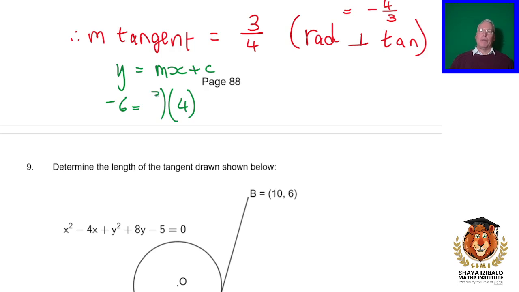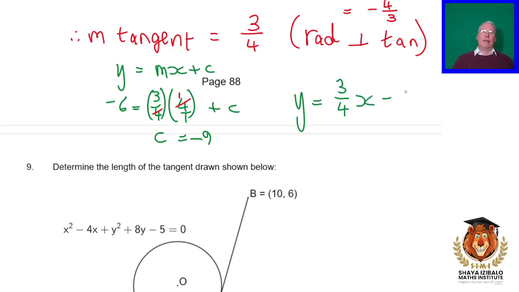The gradient being 3/4. Now remember, the 4 is 4 over 1, and we've got a plus c. This 3/4 times 4, the 4s divide out. We don't cancel them, we divide them out, and we actually get 3. If we subtract 3 from both sides, we get c equals minus 9. And then the last thing we're going to do is write down our final answer: y equals 3/4 x minus 9.